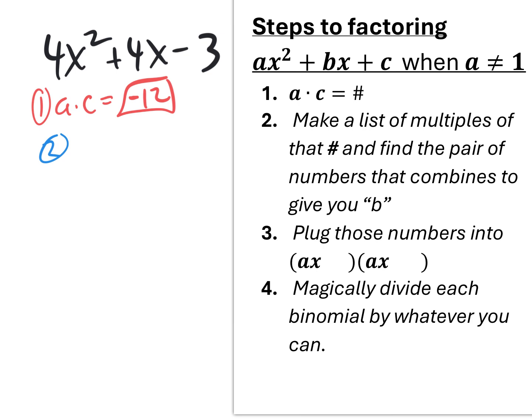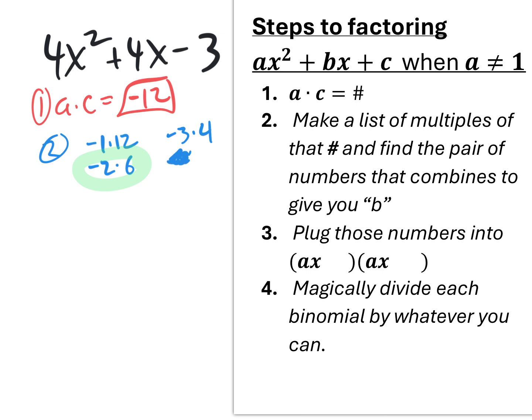So let's do the first part. Negative 1 times 12. Negative 2 times 6. Negative 3 times 4. Actually, that's it. There's only 3 possible combos, right? Now, which of these pairs of numbers, when I combine them, gives me b? So if I combine 12 and minus 1, that's 11. That's not 4. 6 minus 2, that's 4. And that is 4. So I don't have to change any signs or anything. This is my answer right there.